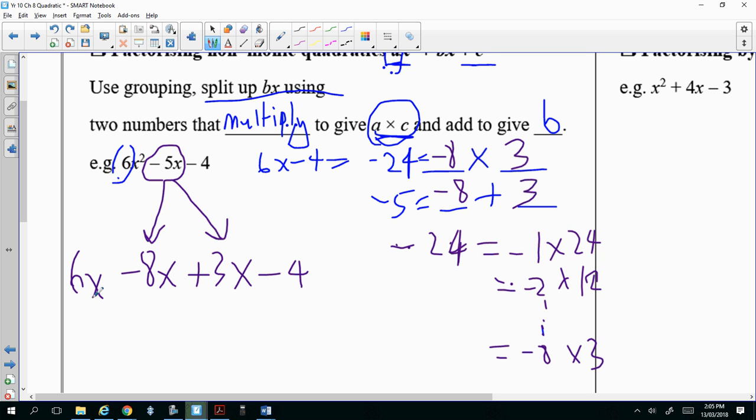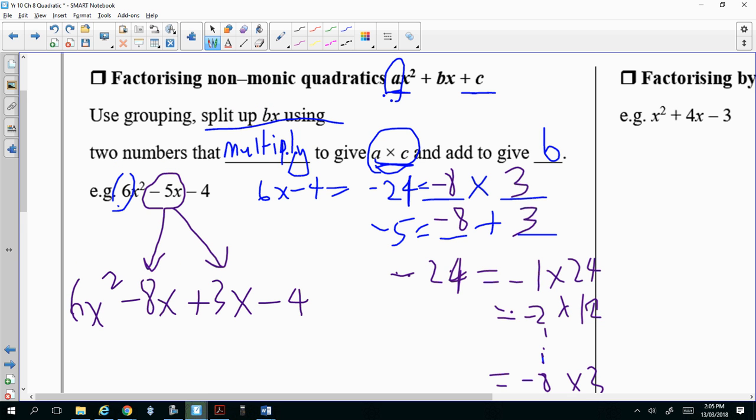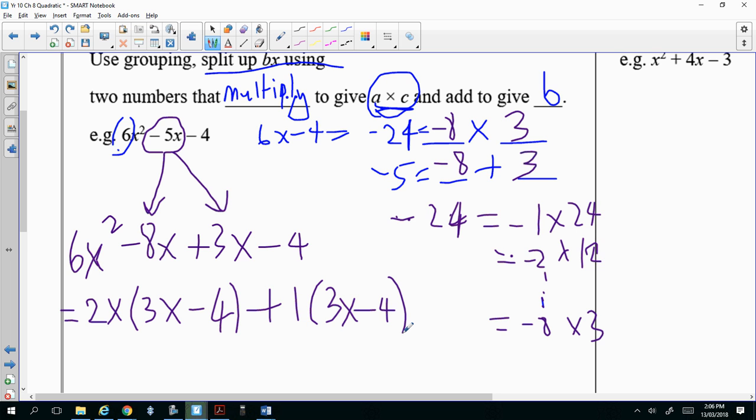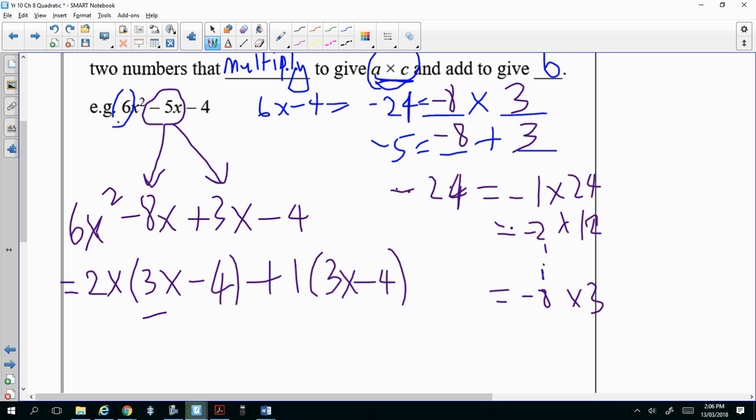And you group in pairs. So you factorize by grouping in pairs. The common factor is 2x, so you write 3x minus 4 plus, if there's no common factor, put a 1, 3x minus 4, like that. And then you see the 3x minus 4 is common. That's why we group in pairs, because you end up getting a common one, and 2x plus 1 at the end.